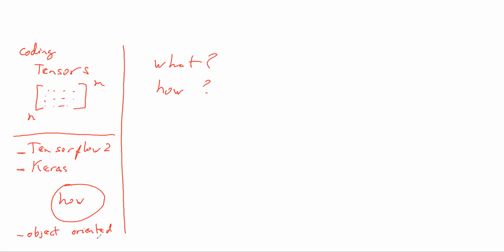But that's the how, and there's also the what. What is it exactly that we want to do? Why are we using TensorFlow 2 and Keras? As I've told you before, so far the class has been general machine learning. That's 520. And then my 530 class is really deep learning.